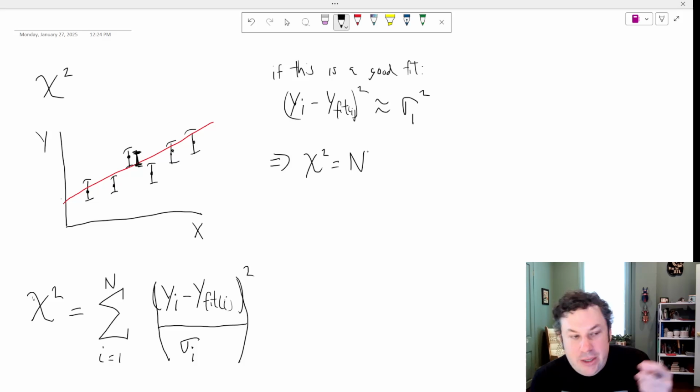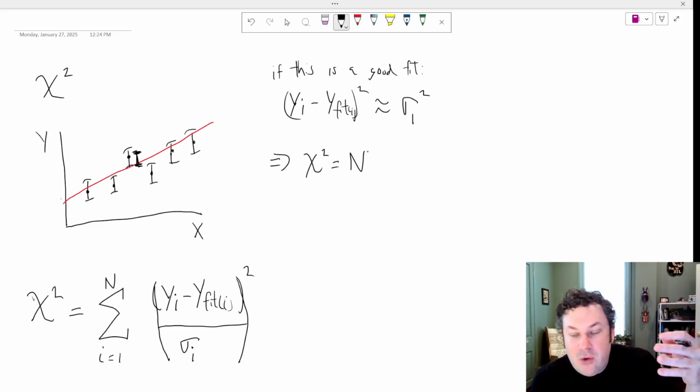This is not exactly true. I'm kind of hand-waving some of this because what does matter is how many fitting parameters you put in here. For example, if you fit this, which looks like a simple linear line, y equals ax plus b, you could also fit a quadratic, ax squared plus bx plus c, and it would fit as well, and it might fit almost as good.